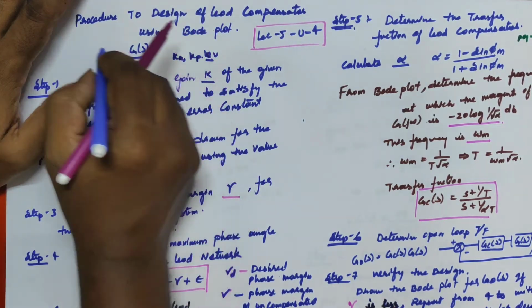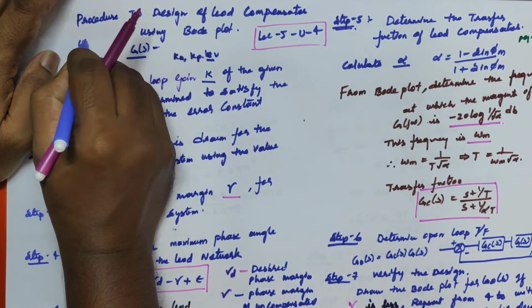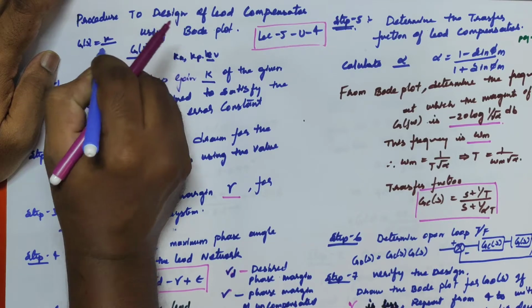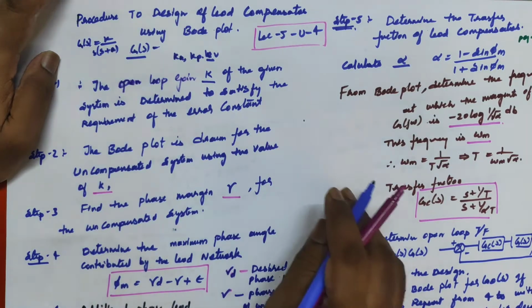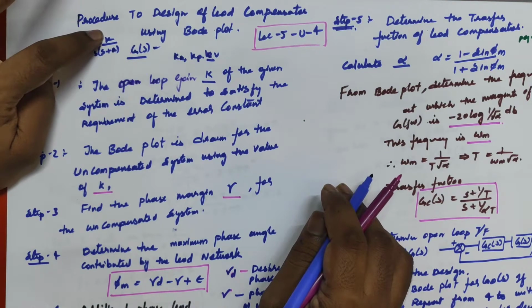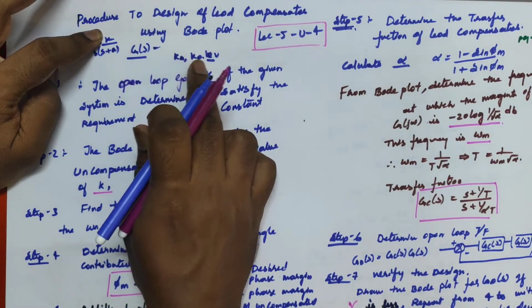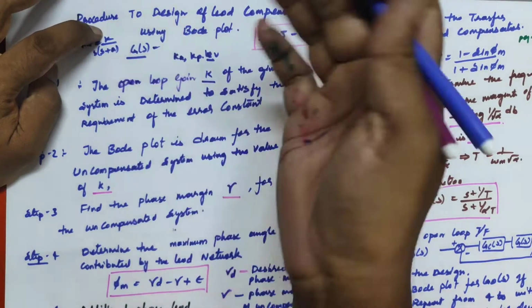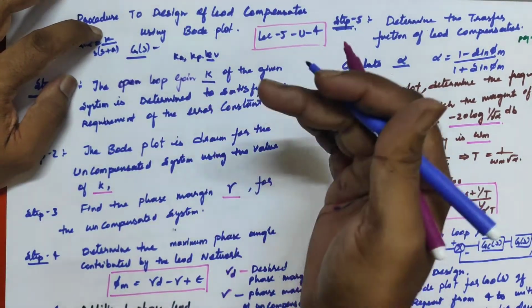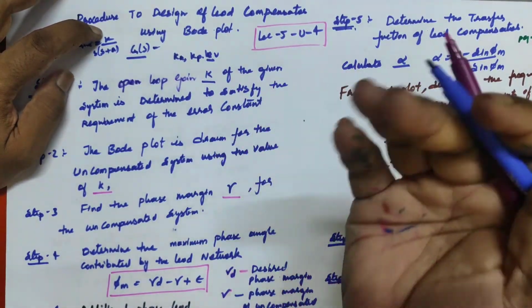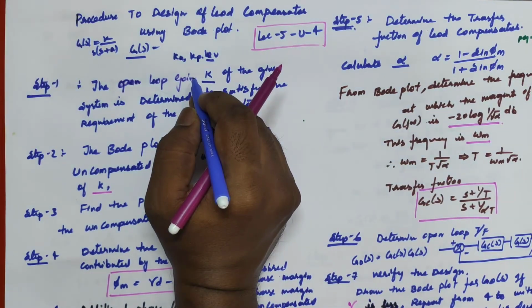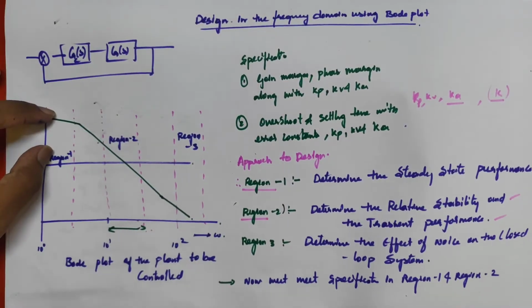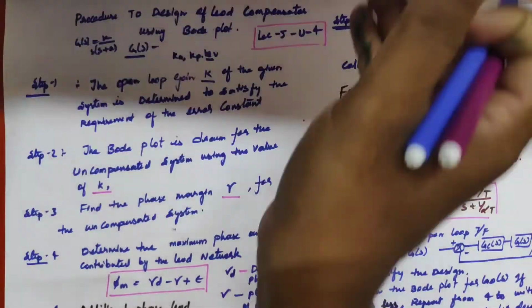That means if a system G of s is given as K by s into s plus a, like that, this K value will be found by using this Kp, Kv, Ka. That means they are giving indirectly the system's overall steady state error response. So in the first case we are only satisfying the steady state error. Later we'll move on.